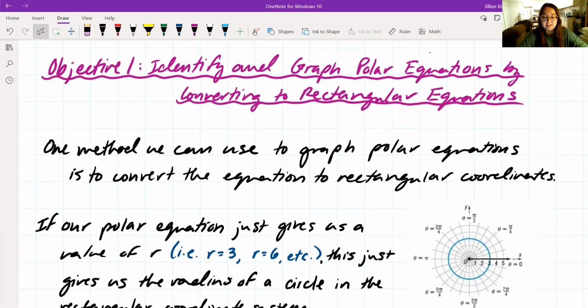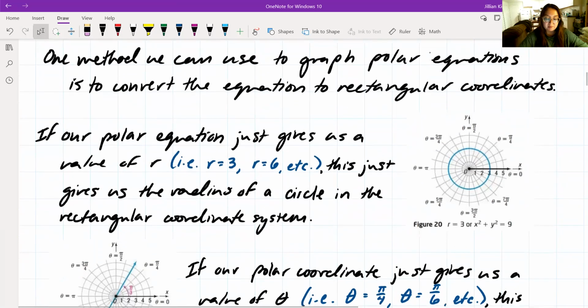Objective 1, we want to identify and graph polar equations by converting to rectangular equations. So one method we could use to graph polar equations is going to be to convert the equation to rectangular coordinates. If our polar equation just gives us a value of r, something like r is equal to 3, r is equal to 6, anything along those lines, this just gives us the radius of a circle in the rectangular coordinate system.